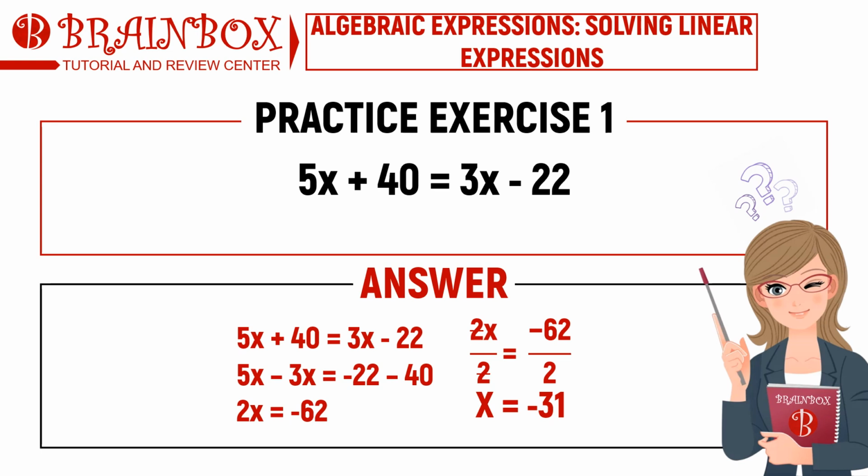Finally, we divide both sides by the coefficient of x, which in this case is 2. 2x divided by 2 is x, while -62 divided by 2 is -31. After this step, we are done since we have found the value of x, -31.